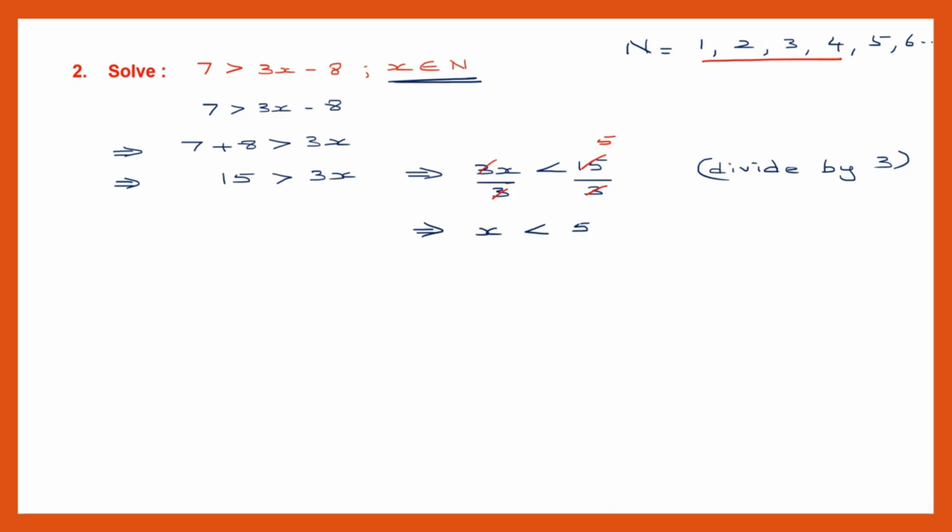So what is our solution set? Our solution set will be numbers starting from 1: 1, 2, 3 and 4, because they are less than 5. Here it says x is less than 5, so we have all the natural numbers here less than 5.